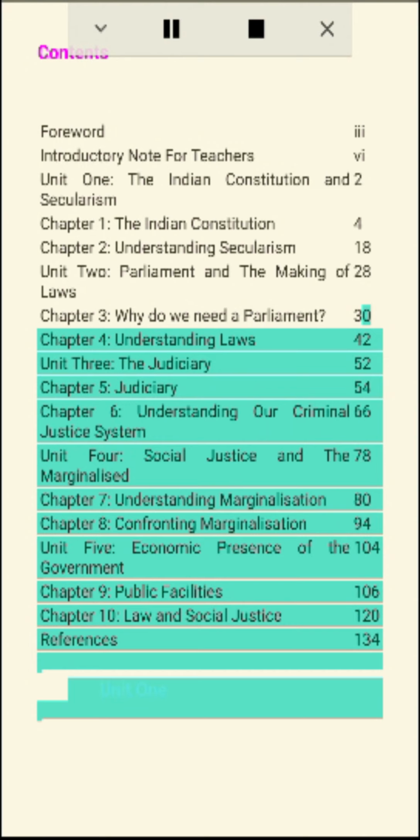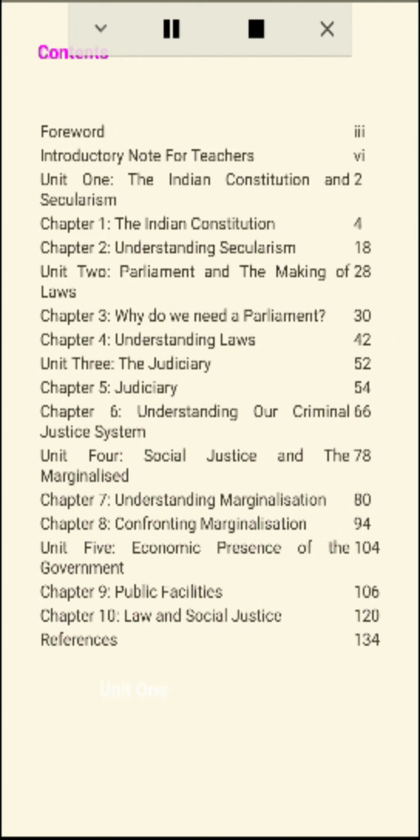30. Chapter 4, Understanding Laws 42. Unit 3, The Judiciary 52. Chapter 5, Judiciary 54. Chapter 6, Understanding Our Criminal Justice System 66. Unit 4, Social Justice and the Marginalized 78. Chapter 7, Understanding Marginalization 80. Chapter 8, Confronting Marginalization 94. Unit 5, Economic Presence of the Government 104. Chapter 9, Public Facilities 106. Chapter 10, Law and Social Justice 120. References 134.